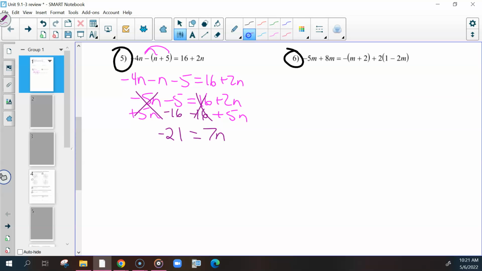And we would do what to get our final answer? Divide by 7 on both sides. So n would equal -3. Almost.